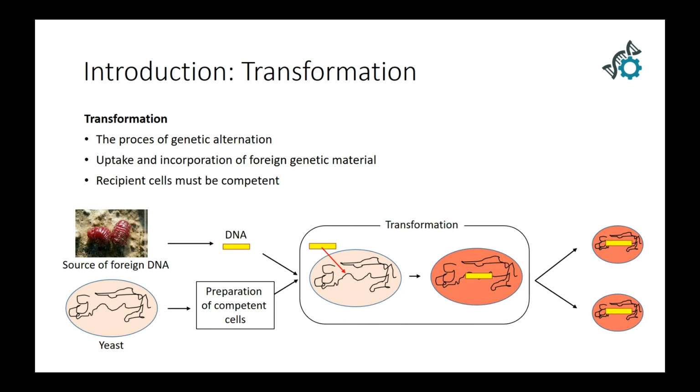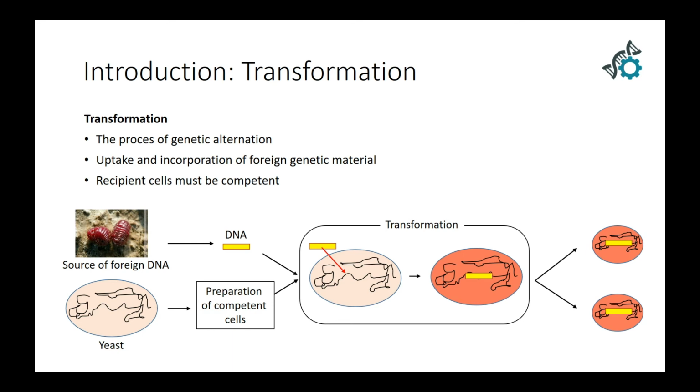So in transformation there is two parts. First, we need some sort of source of foreign DNA. And in this example, it's the beetles. And we are copying this small section of their DNA. This is also called cloning. And then we also need some fresh yeast cells. And then we need to make a critical step here where the cells are becoming competent.